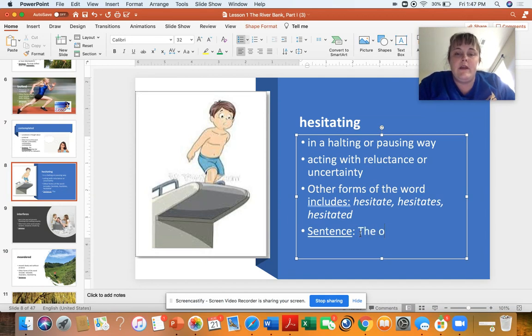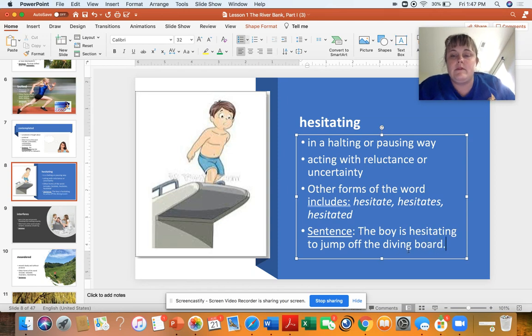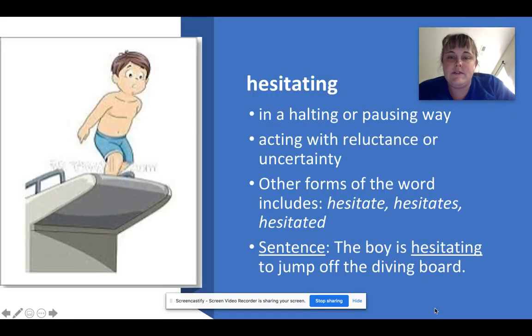The boy is hesitating to jump off the diving board. All right, and I'm going to highlight, underline that word because that is the focus word for that sentence. Okay, so the boy is hesitating to jump off the diving board.